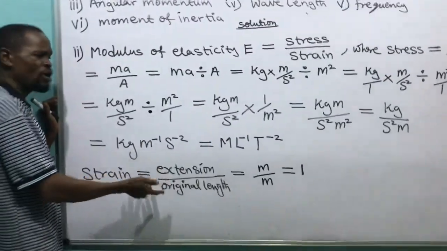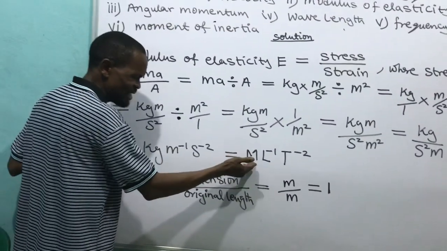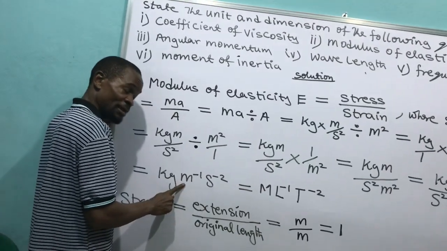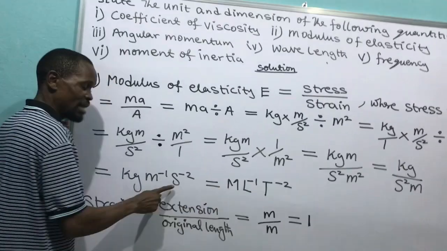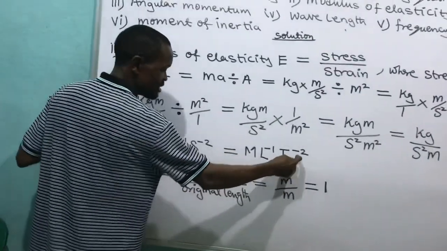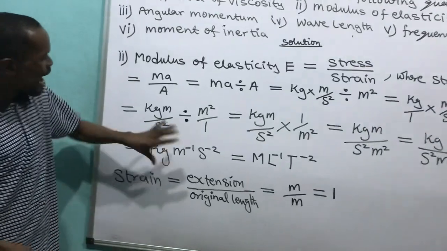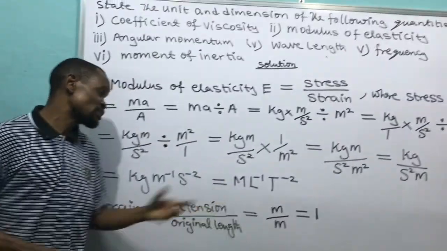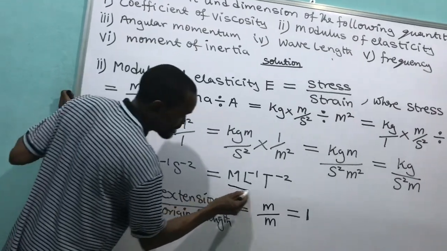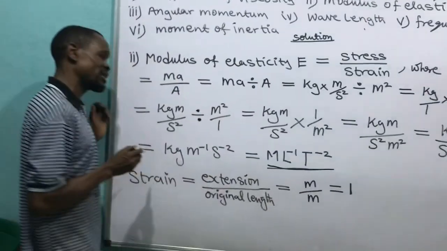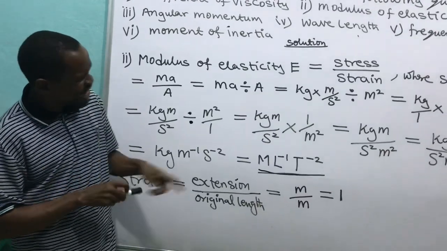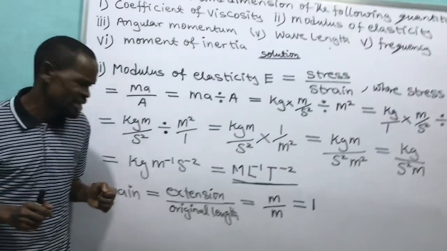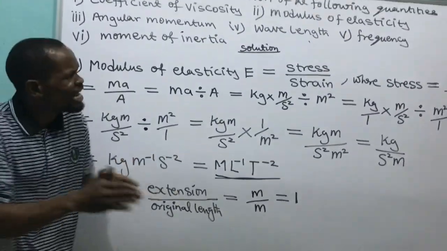We have done this before, and this will give me a dimension of kilogram, which is capital M, the dimension of meter is capital L, and the dimension of seconds is capital T raised to the power minus 2. Then now, I have finished with stress. I come to strain. The dimension of stress is the same thing as the dimension of pressure. I think you are watching it. Dimension of stress is the same thing as the dimension of what?